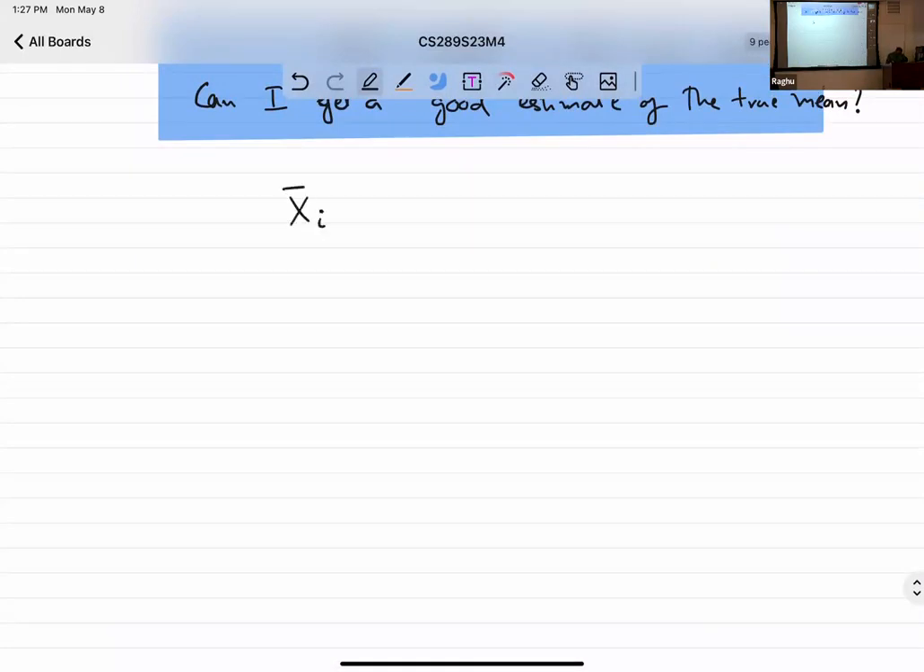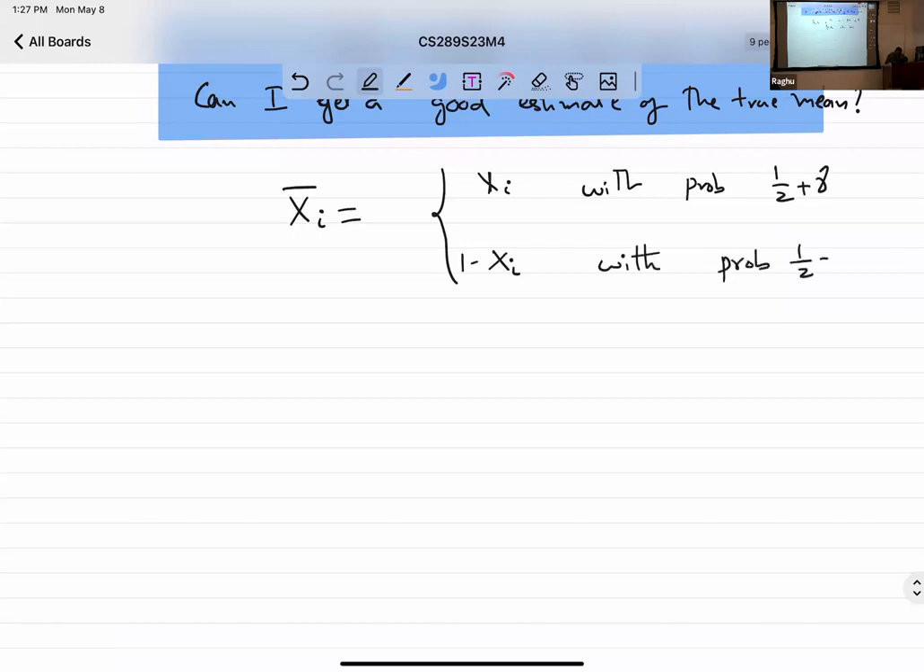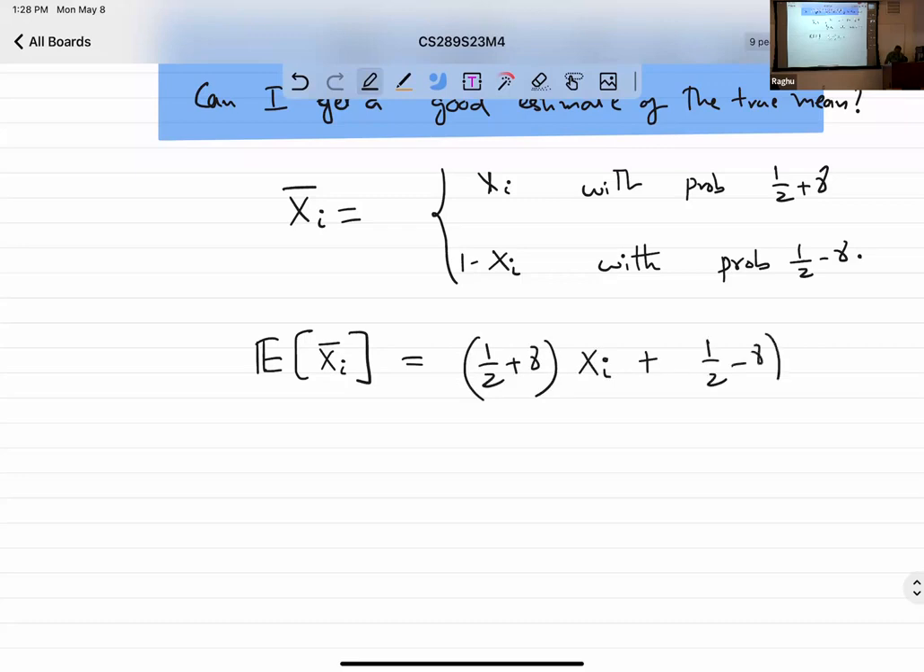Let's see. We said xi bar is xi with probability half plus gamma and 1 minus xi with probability half minus gamma. So what is the average value of xi bar? You can just compute it, right? It's half plus gamma times xi plus half minus gamma times 1 minus xi.